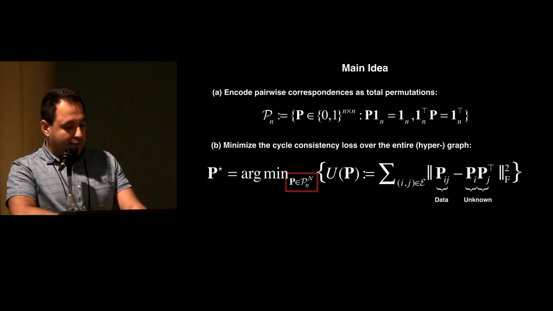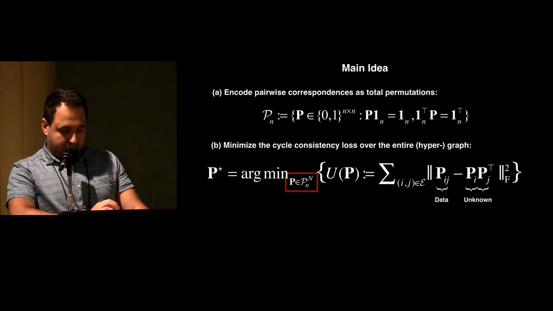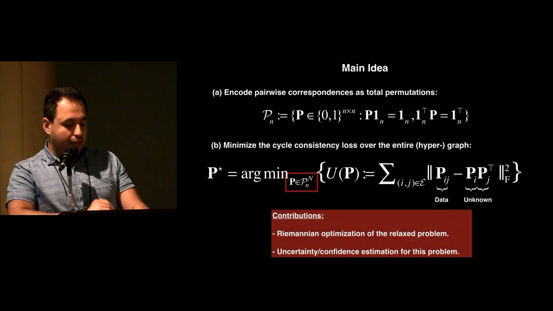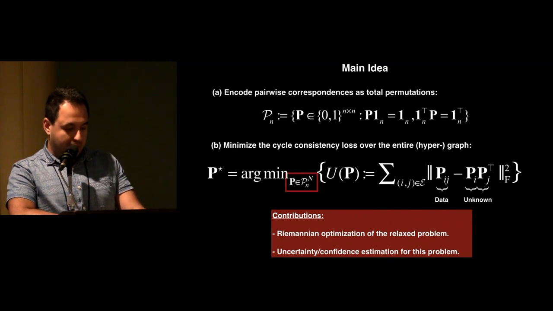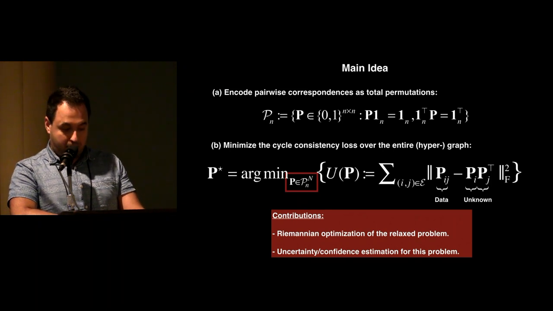So like many, we relax the problem in the parameter space to the convex hull of permutations, the Birkhoff polytope, and contribute as follows. We are, for the first time, using Riemannian optimization techniques on the relaxed parameter space, this Birkhoff polytope, and we are also the first to provide reliable confidence estimates for this problem.